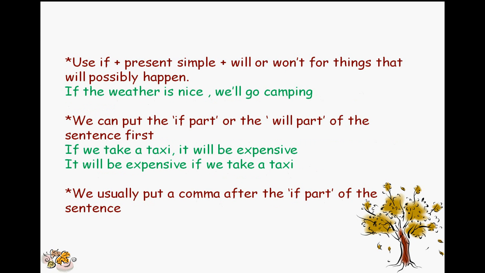Use if plus present simple plus will or won't for things that will possibly happen. Example: if the weather is nice, we will go camping. We can put the if part or the will part of the sentence first. Examples: if we take a taxi, it will be expensive, or we can say it will be expensive if we take a taxi. We usually put a comma after the if part of the sentence.